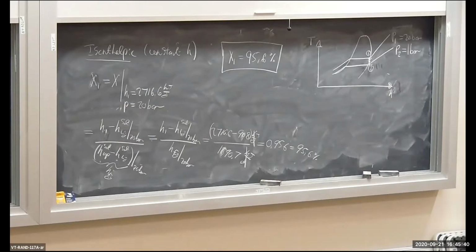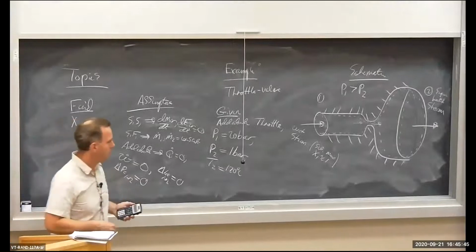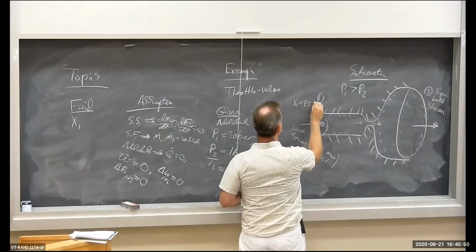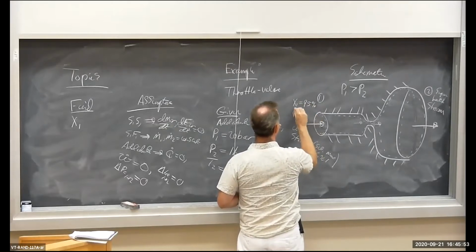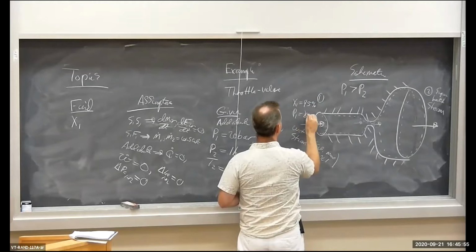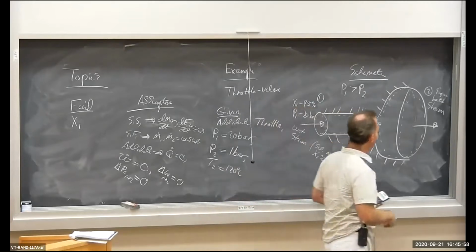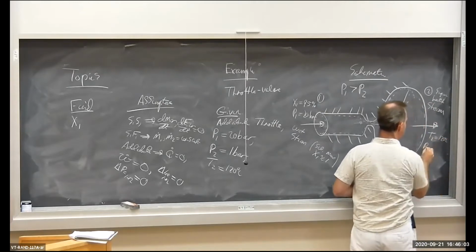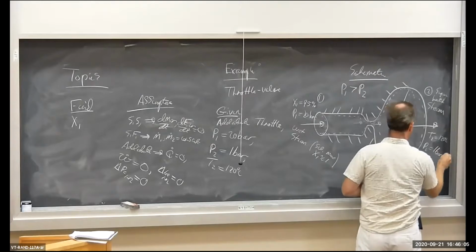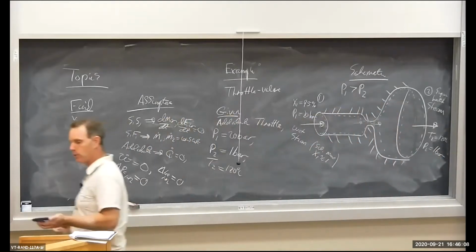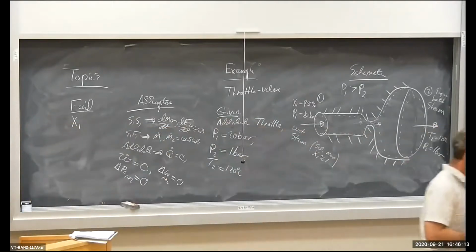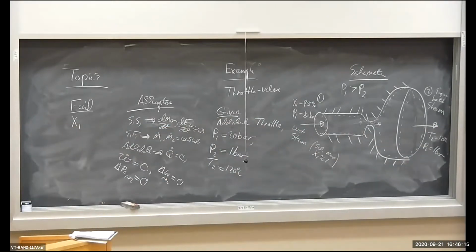So the inlet quality for the steam is X1 equals 95.6%, and pressure P1 is 20 bar. And the outlet T2 is 120 degrees C, and P2 is 1 bar. We dropped the pressure, and we expanded a mixture of saturated liquid and vapor to a superheated vapor.